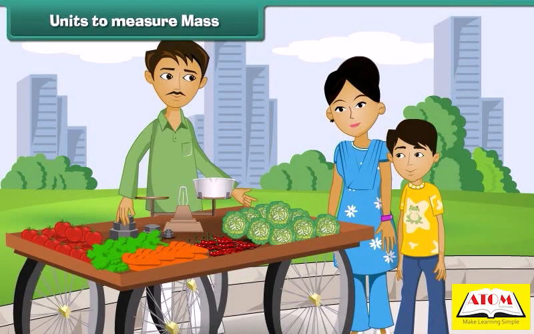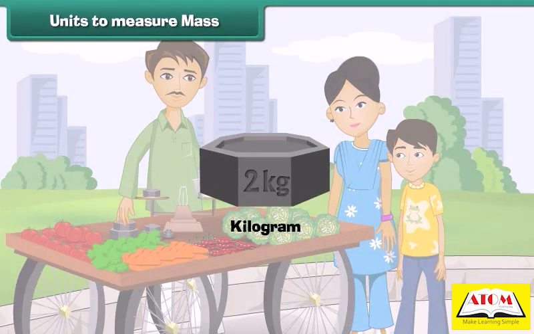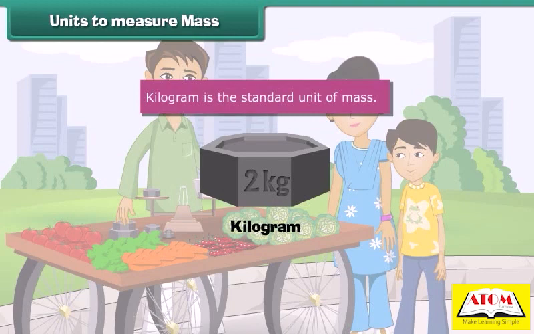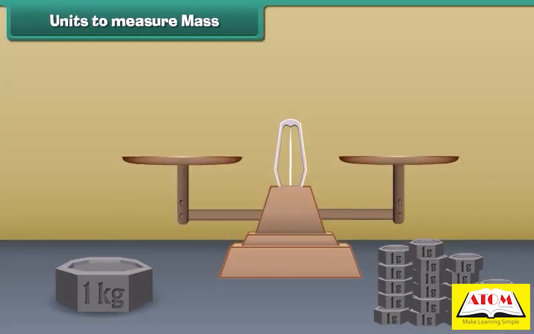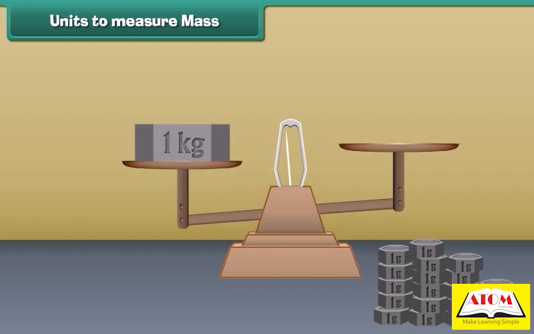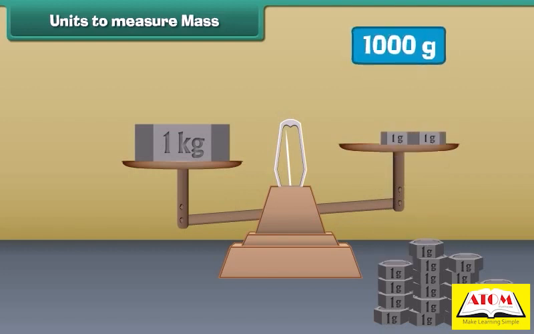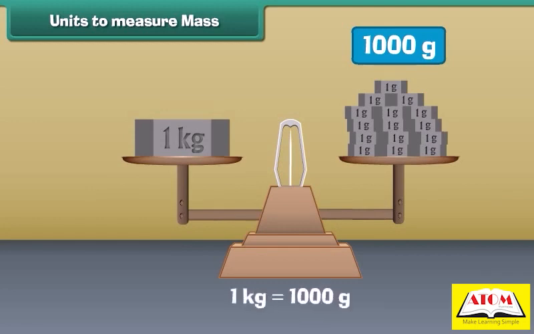You might have gone along with your mother for buying vegetables. You must have heard your mother asking the vegetable seller for 1 kilogram cabbage, 5 kilograms potatoes, 100 grams green chili, etc. Kilograms and grams are the two units used for measuring mass of substances, among which kilogram is the standard unit of mass. If 1 kilogram is divided into 1000 parts, then one part is called a gram. This means 1 kilogram is equal to 1000 grams.